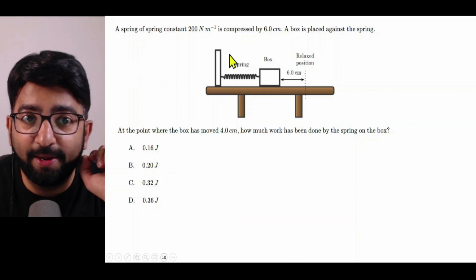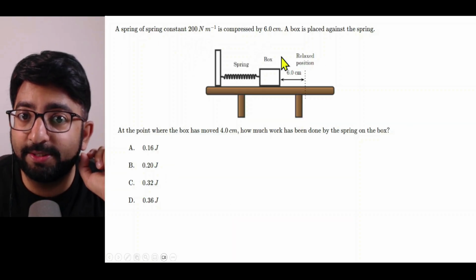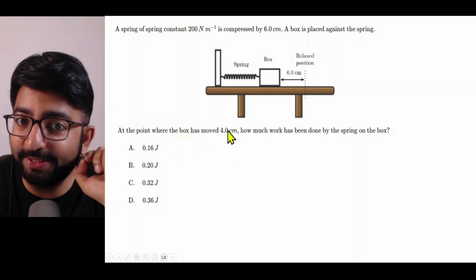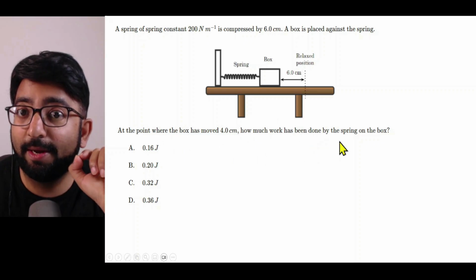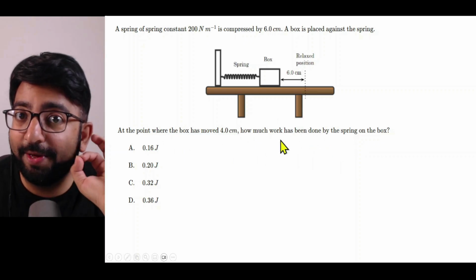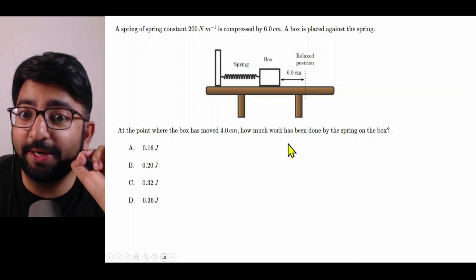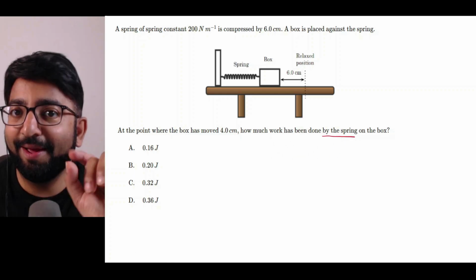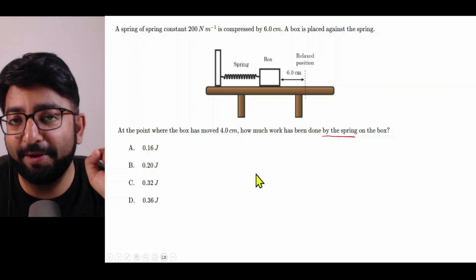Next, here we have a spring of K value 200. It is compressed by 6 centimeters. At the point where the box has moved 4 centimeters, how much work is done by the spring? So like always, we have to figure out the right expression for the work done. Since we have to find the work done by the spring, the formula will be initial energy minus final energy.